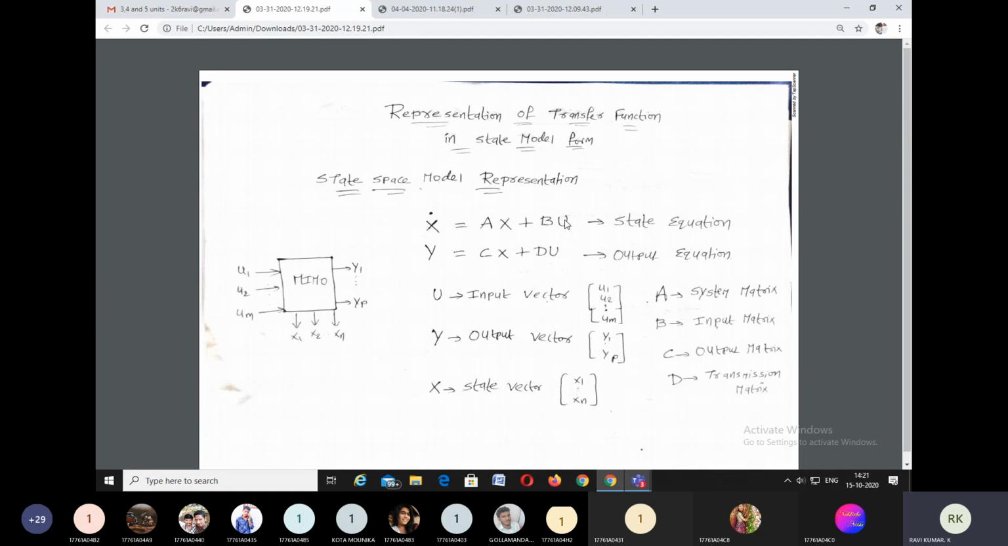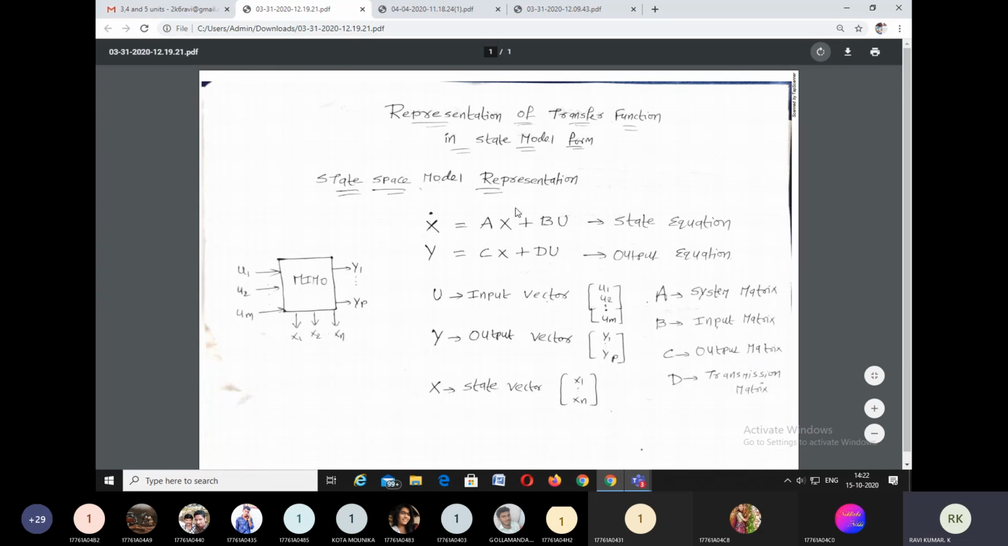The state equation is x dot is equal to ax plus bu, and the output equation is y is equal to cx plus du. And what are x, A, B and all these things here? See, here A, B, C, D are matrices. We'll see while doing the problem what those things are. And what is capital X here? Capital X is the state vector.